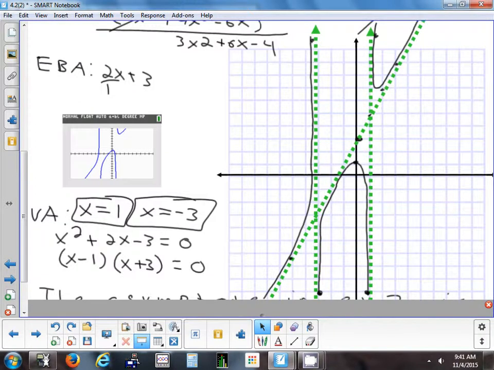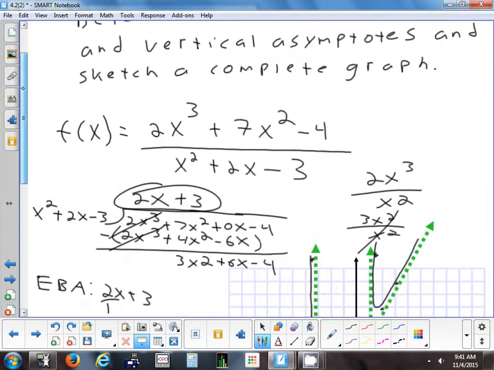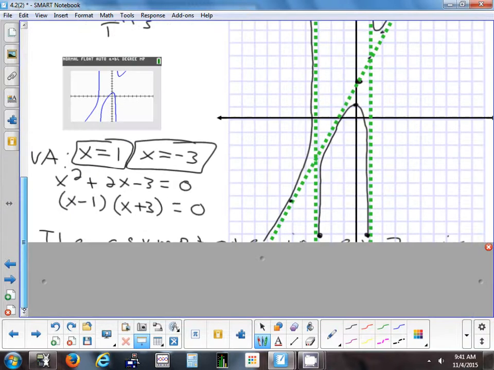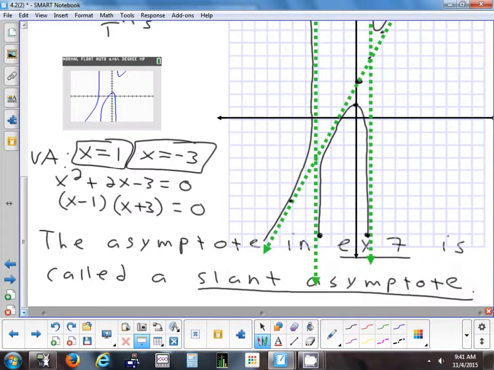Hey, any questions on that one? So we don't have to worry about the horizontal? No, you can't have horizontals with this type. That's only when the degree of the bottom is bigger or equal to the top. If the top is bigger, forget about horizontal asymptotes. This takes the place of it. And as I think Tommy said, this is called a slant asymptote. It's at a diagonal.